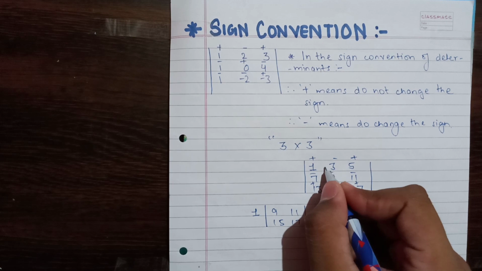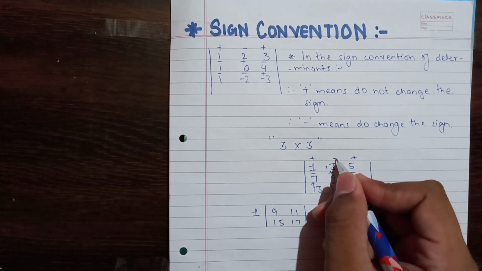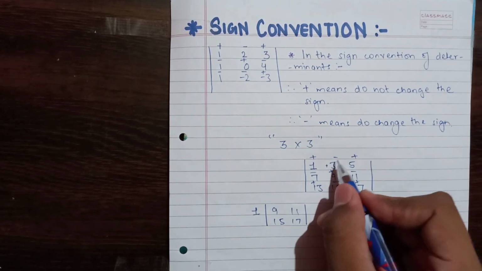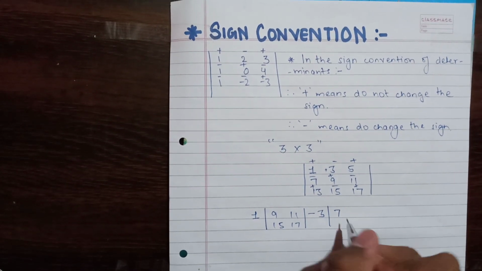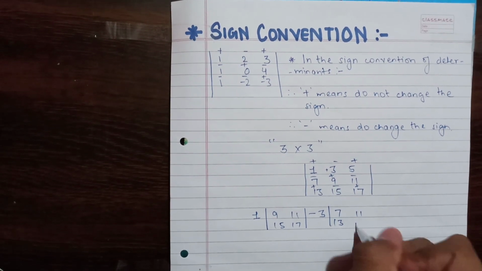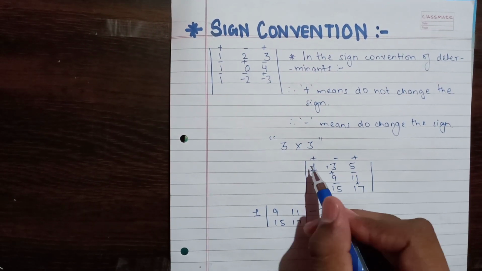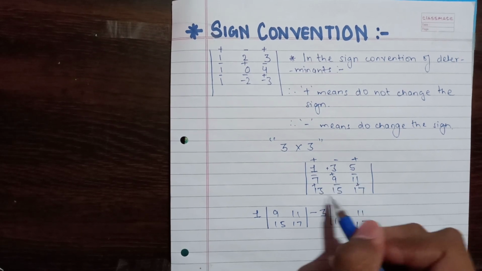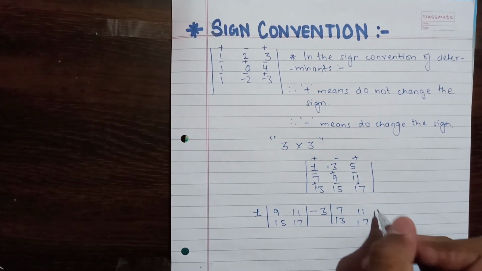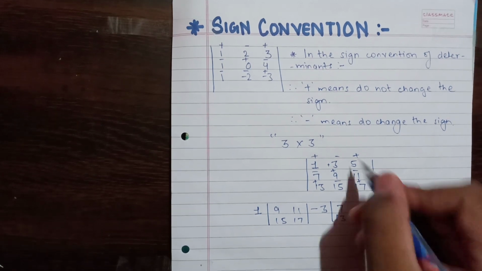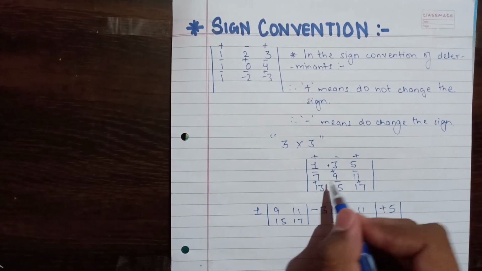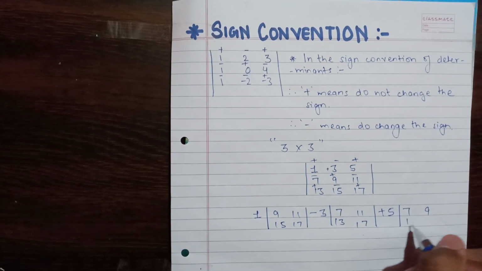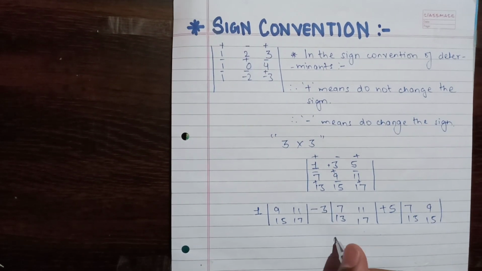We'll close it. Here plus sign is there, it is plus 3, but here minus, so minus means do change the sign, so we'll change it to minus 3, and it will be 7, 13, 11 and 17. As I told you, if this number is considered, then this row and this column get cancelled, and we'll consider these points. And now plus 5, because here plus sign is there. In brackets, this row cancelled, this column cancelled, we'll get 7, 9, 13 and 15. And by solving this, you can get your perfect answer.